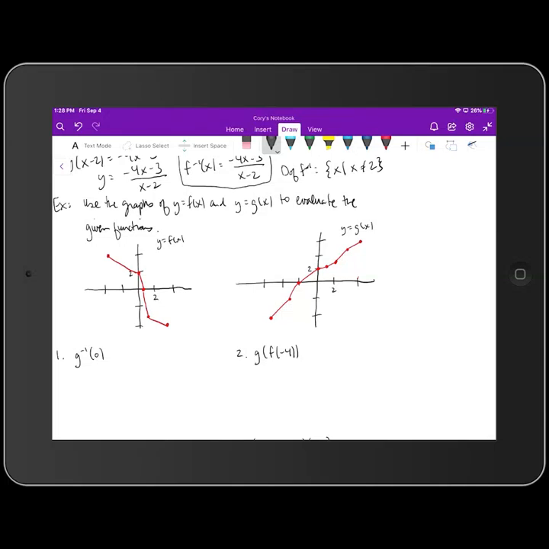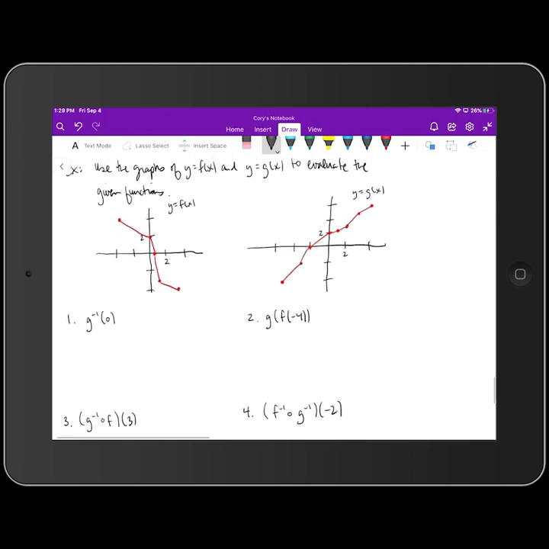Okay, so the last set of examples we're going to look at is going to entail us interpreting graphs. The directions here say to use the graphs of y equals f of x and y equals g of x to evaluate the given functions. The graph of y equals f of x is drawn to the left, and the graph of y equals g of x is drawn to the right. You're going to want to pause the video until you get those graphs drawn, and then we'll take a look at the various examples.